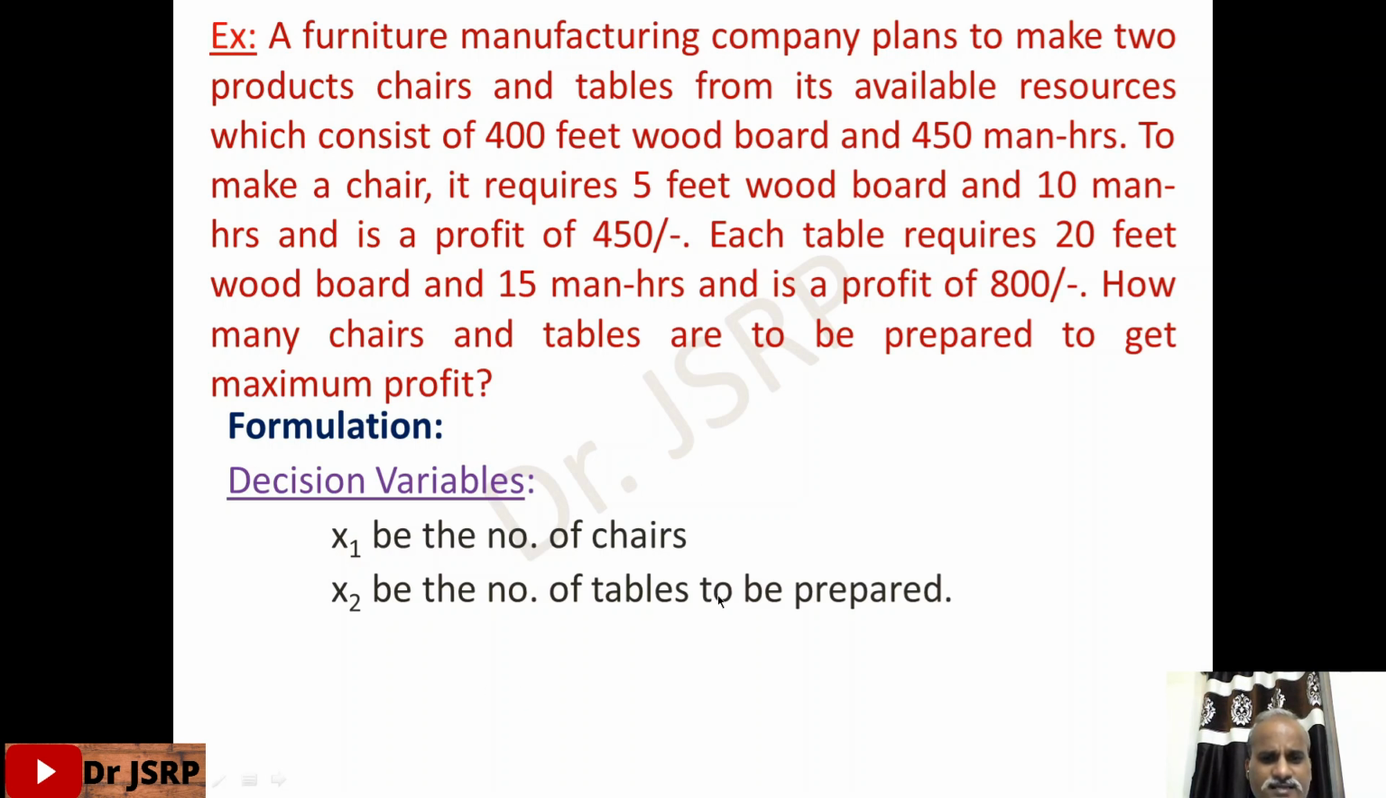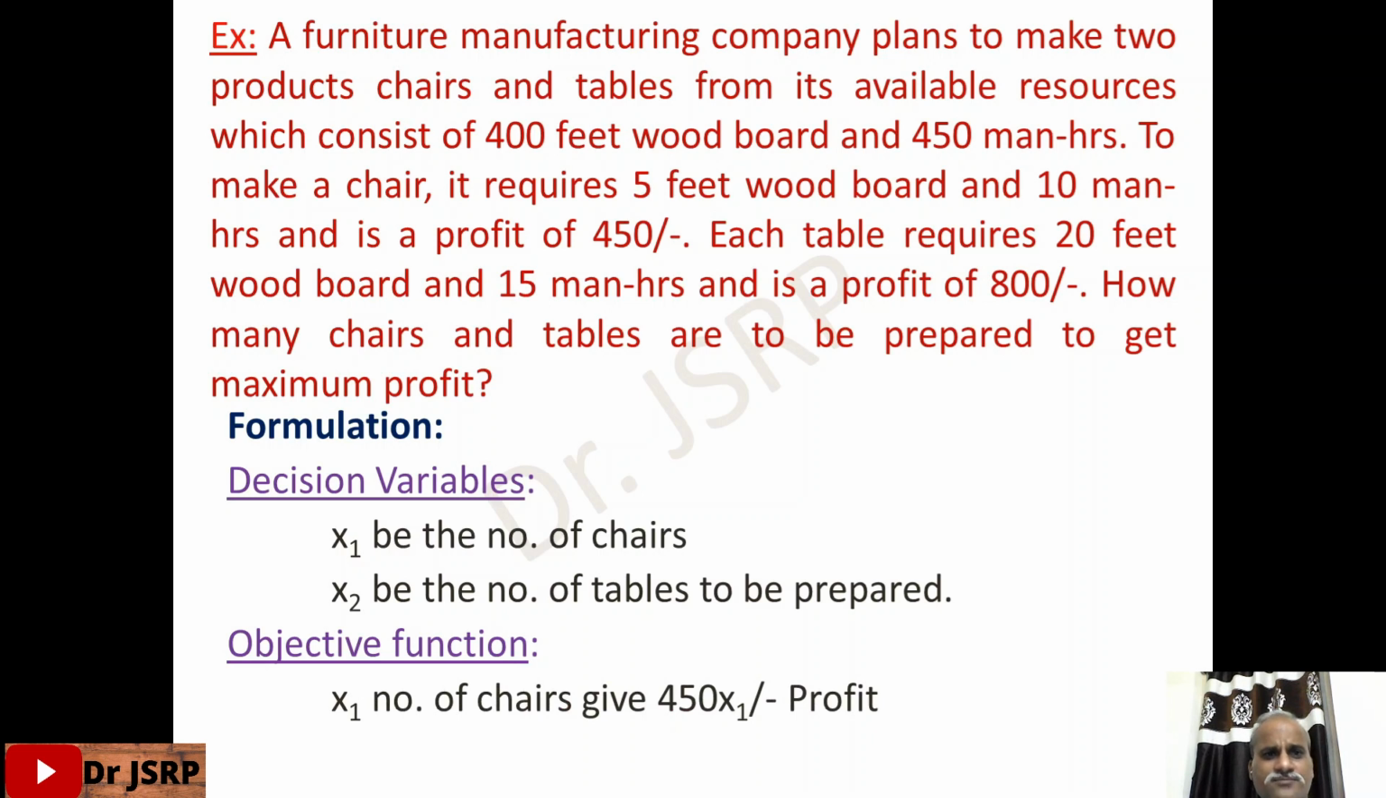In the next step, what is the aim or objective of the problem? To get maximum profit. So this is the aim or objective of the problem. Now, based on these decision variables, we have to calculate the total profit. This is called the objective function.